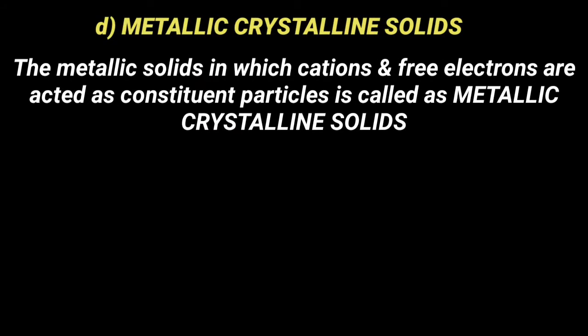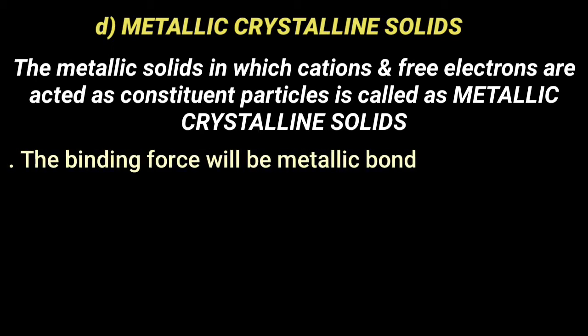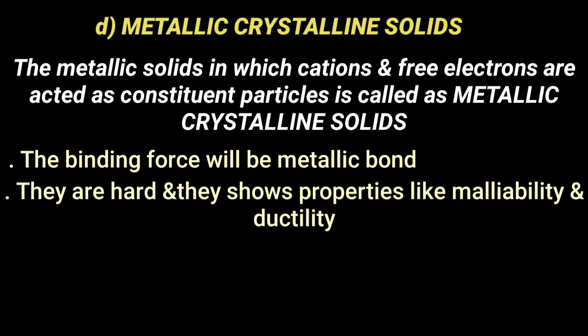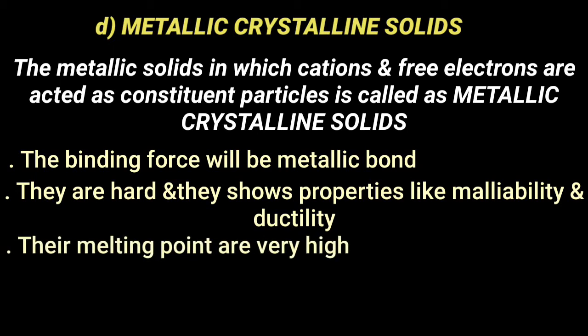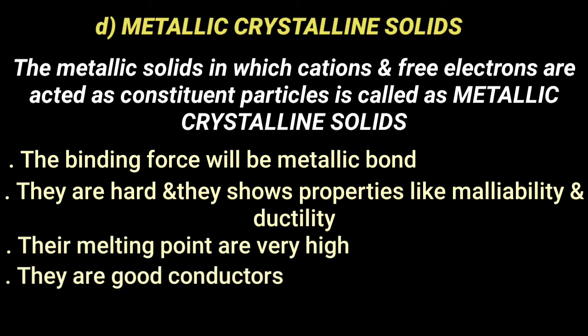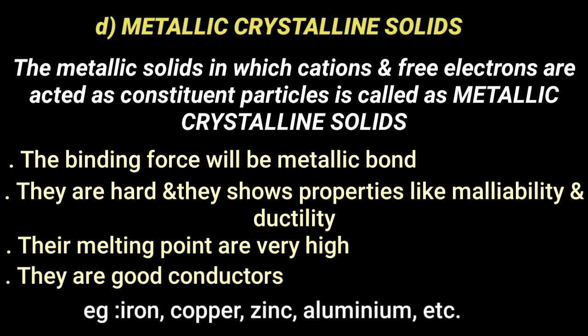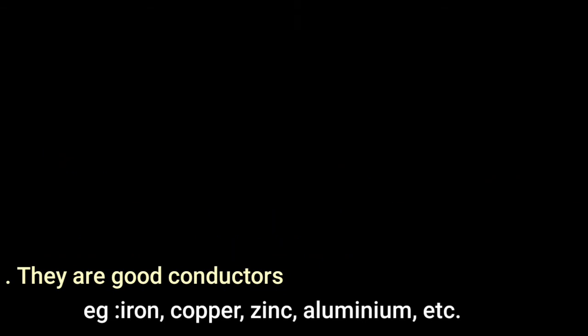Metallic crystalline solids. The solids in which cations and free electrons act as constituent particles are called metallic crystalline solids. The binding force is metallic bond. They are hard and show properties like malleability and ductility. Their melting points are very high. They are good conductors. Examples: iron, copper, zinc, aluminium.